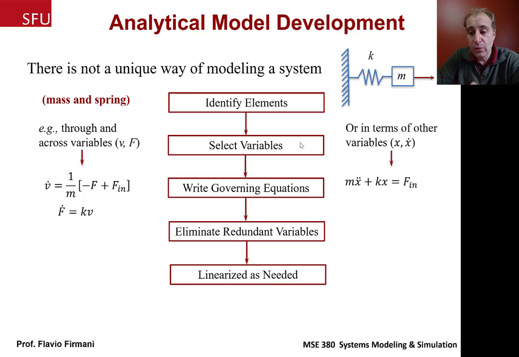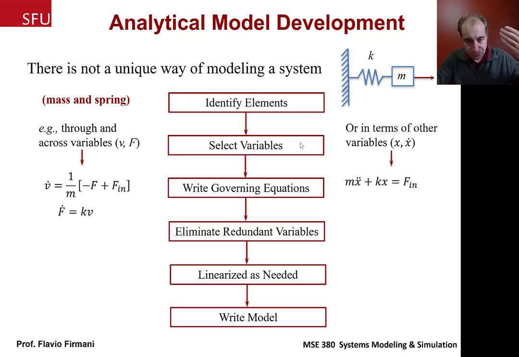But also we can represent that with a second order differential equation that only involves the displacement and the velocity, or in this case, using Newton's second law, the acceleration. Now, as we develop our equations, it's necessary to eliminate redundant variables, so if there was friction, that would be an additional variable that we would eliminate using the through and across variable representation.